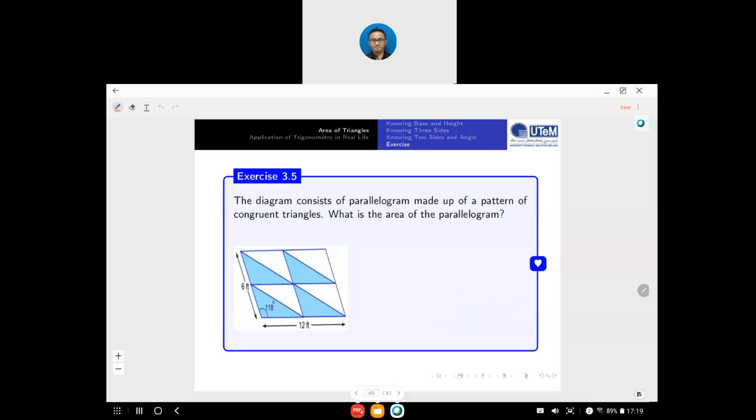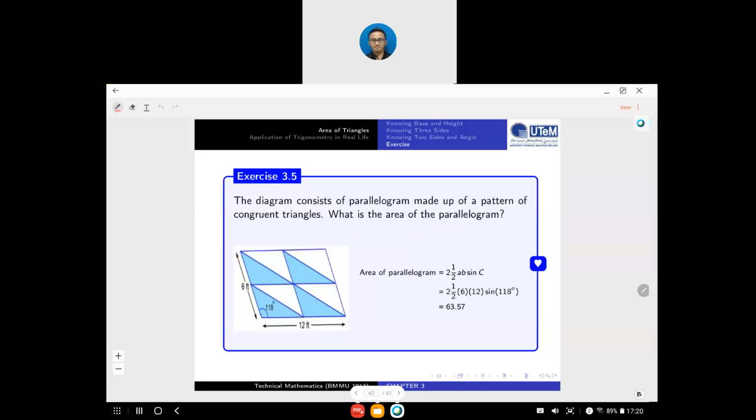Okay, for this question, exercise 3.5. The diagram consists of a parallelogram made up of a pattern of congruent triangles. What is the area of the parallelogram? So this one we have the angle here and the sides between the angle, so we can use the sine formula. Area equal to 1/2 AB sine C here. So you just put in the formula. Then you must times by 2.